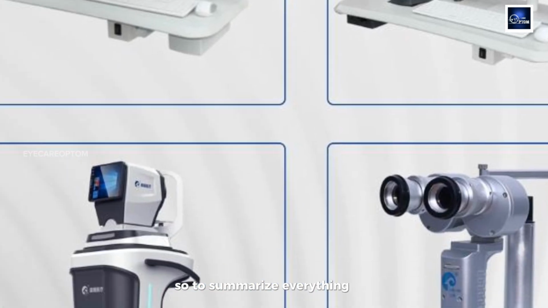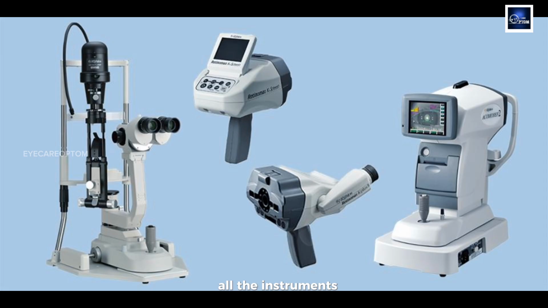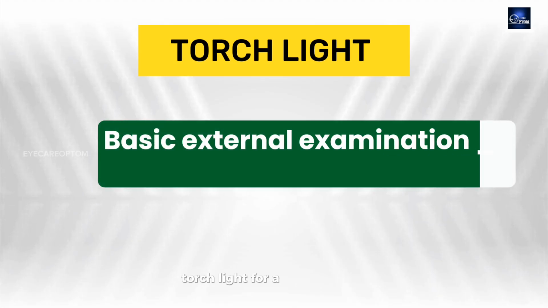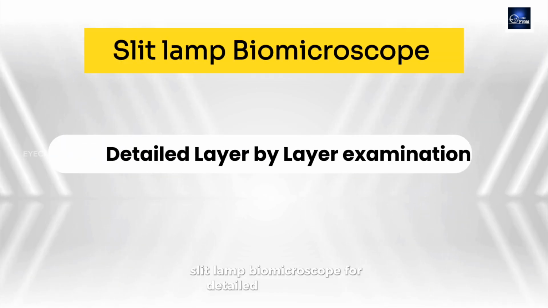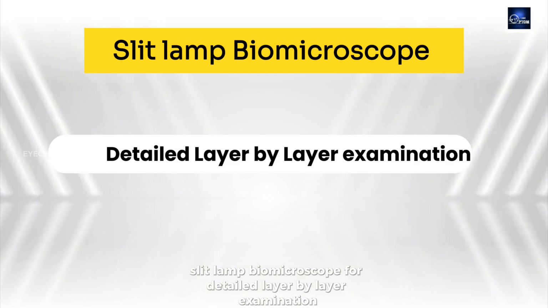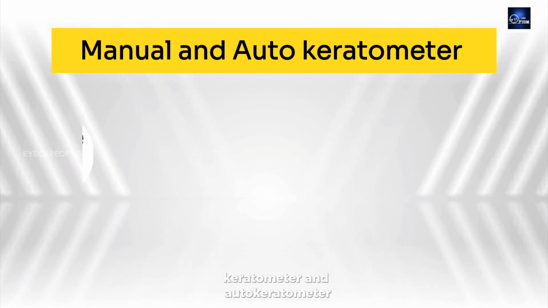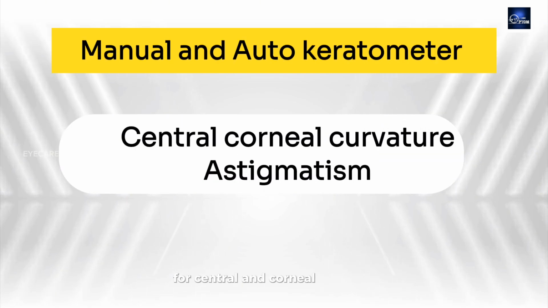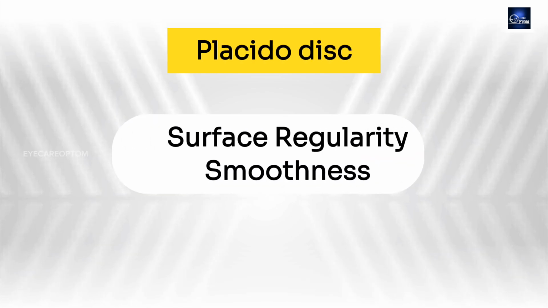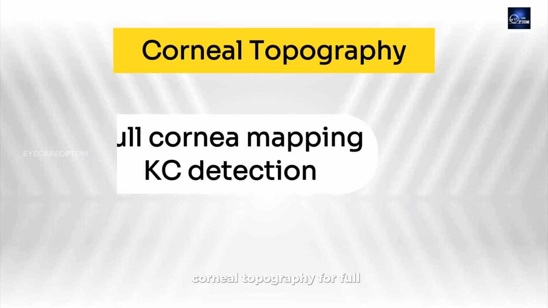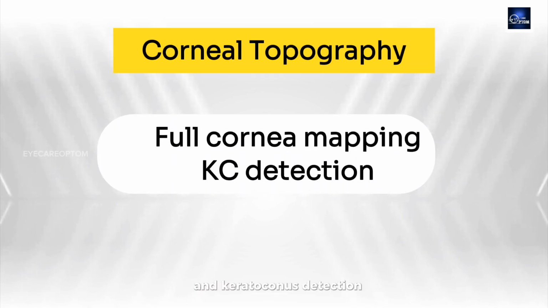So, to summarize everything, here are all the instruments we use to examine and measure the cornea. Torchlight for a basic external examination and surface clarity. Slit lamp biomicroscope for detailed layer by layer examination. Keratometer and autokeratometer for central corneal curvature and astigmatism. Placido disc for surface regularity assessment. Corneal topography for full surface mapping and keratoconus detection.